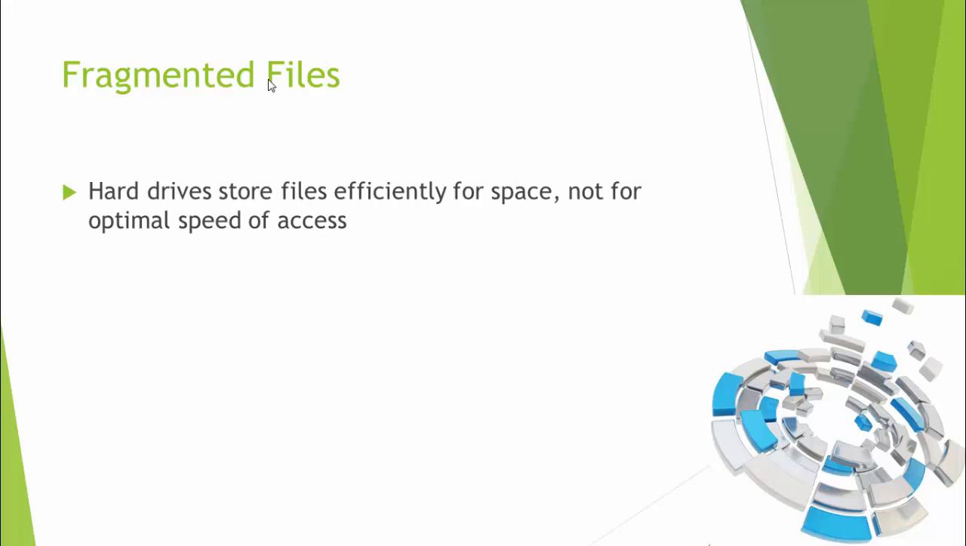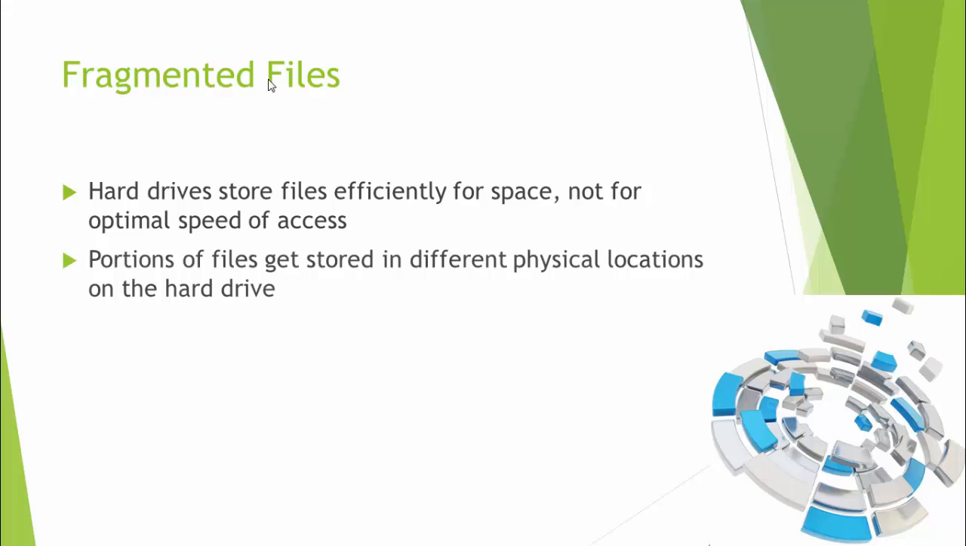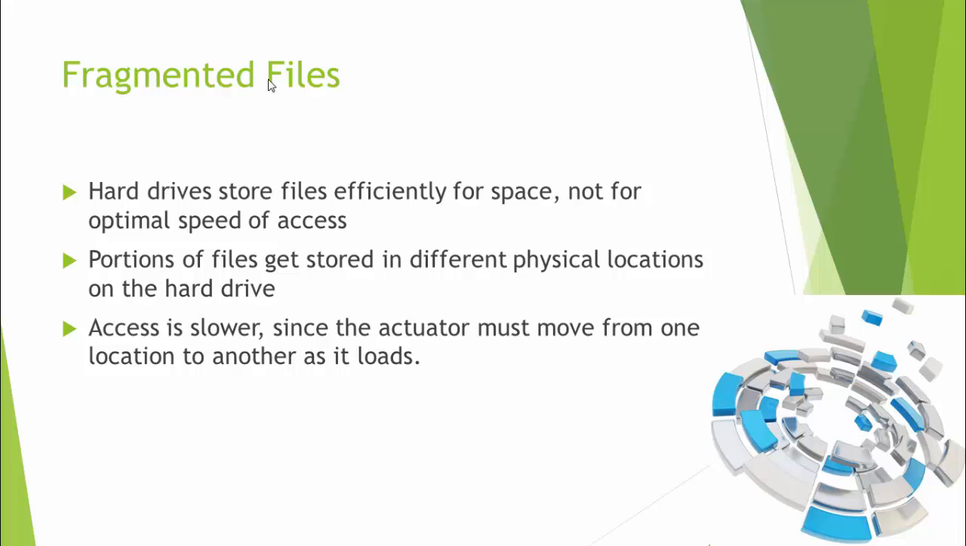The thing is, hard drives store files in a way that isn't quite logical to us thinking about a movie poster as being a physical entity. Hard drives will store files efficiently for space, not for optimal speed of access, for example. What this means is portions of files can get broken up and stored in different physical locations on a hard drive. And the upshot of this is that we get slower access. Why? Because the actuator can only have the read-write head in one location at a given time.